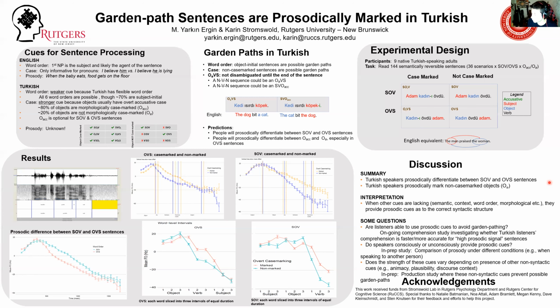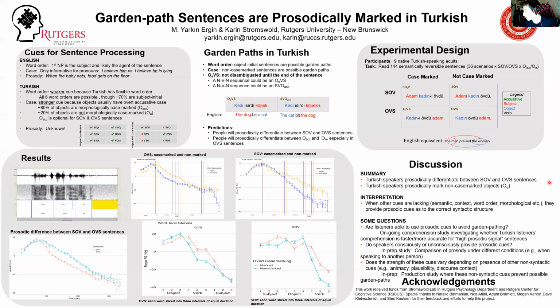And our interpretation of this is that since we controlled for the other cues, like the semantics of it, the noun phrases themselves, the context, we didn't have any context, the word order, we manipulated the word order, the morphological cue, which is the vowel itself. When other cues are lacking, we found that our participants provided a prosodic cue as to lead the listeners towards the correct syntactic structure to avoid the garden path.